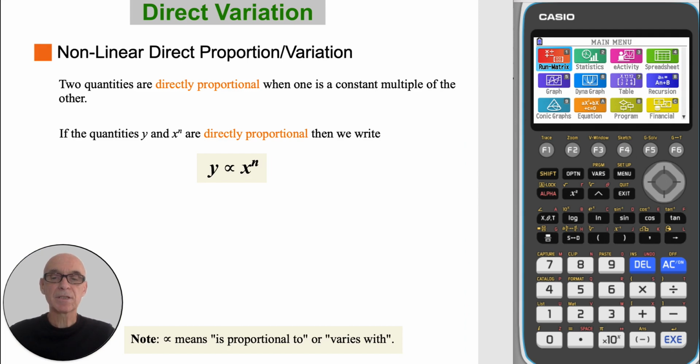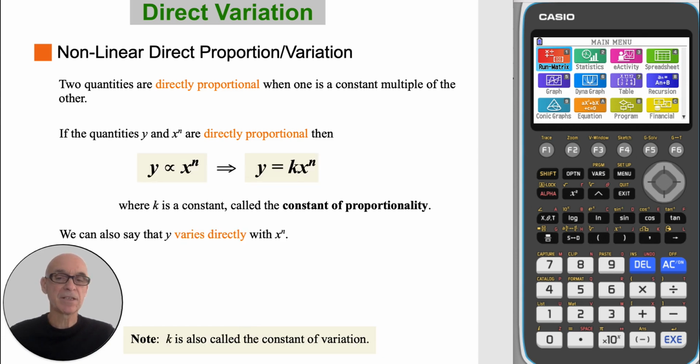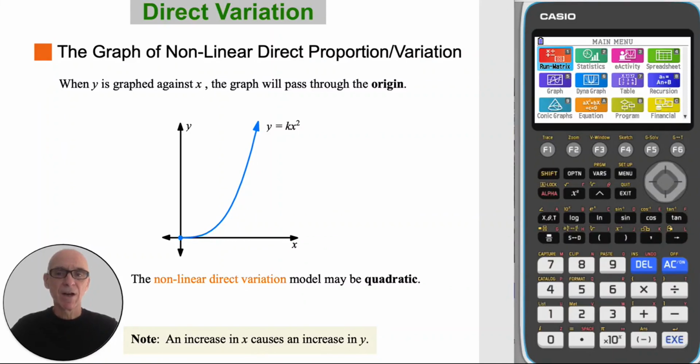If the quantities y and x to the power of n are directly proportional, then we write y is proportional to x to the power of n. This leads to the equation y equals k times x to the power of n, where k is the constant of proportionality. When y is graphed against x, the graph will pass through the origin. The non-linear direct variation model may be quadratic, cubic, or square root.